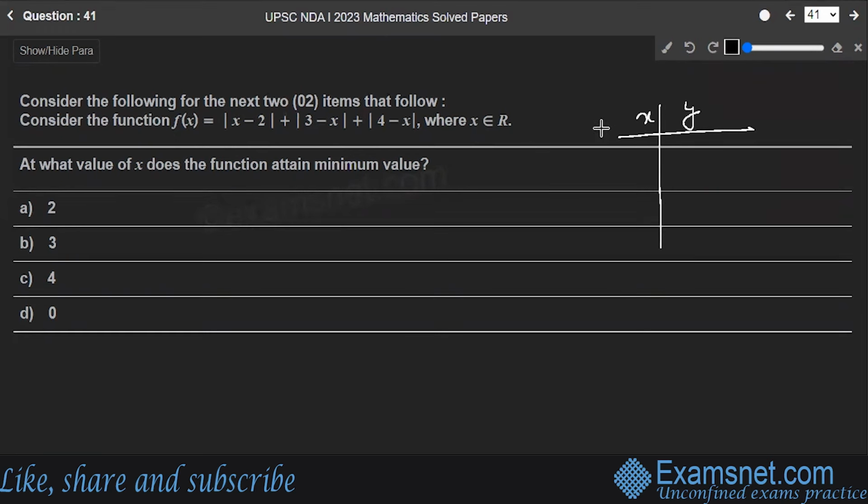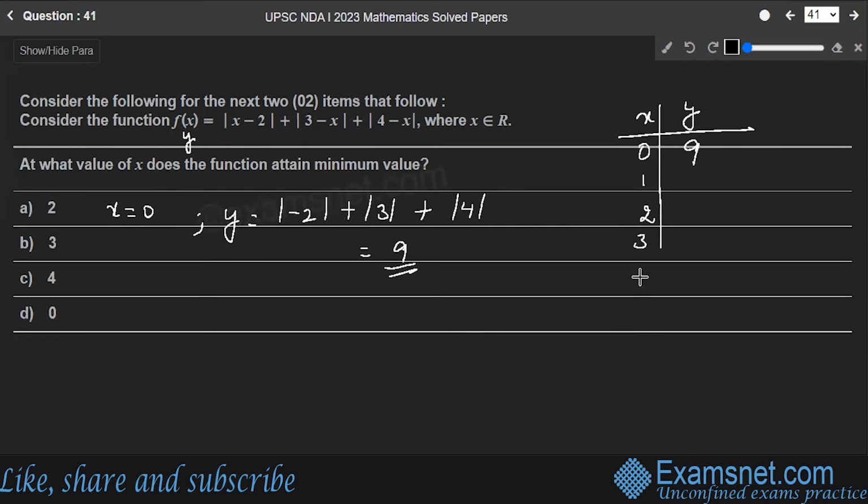Here is x and y. Y is actually equal to this f(x). So if I take x is equal to 0, what will be the value of y? This will be mod of minus 2, 3, 4, which will be equal to 9. Okay.